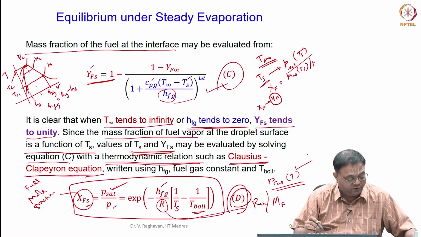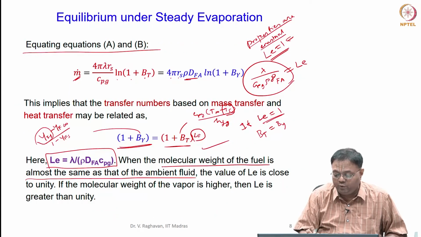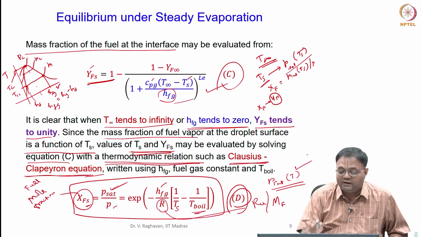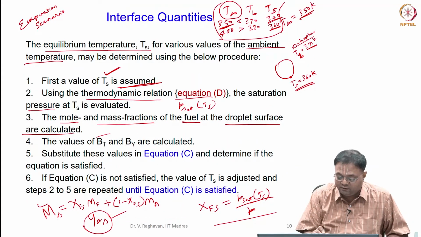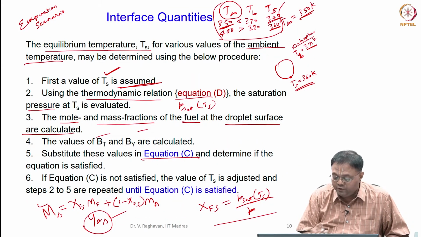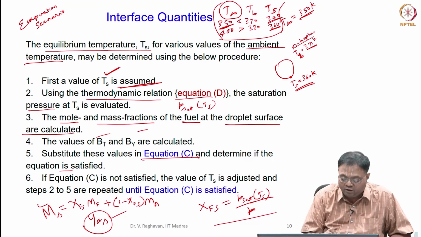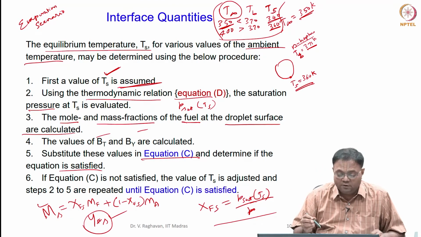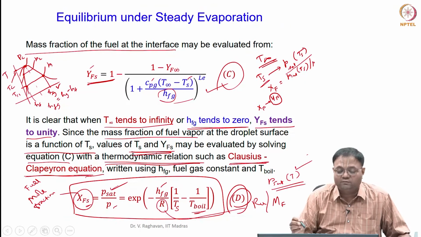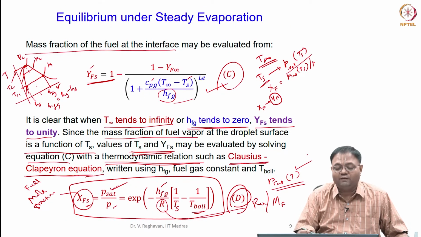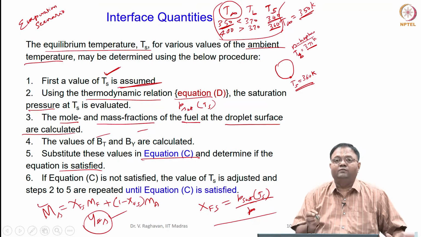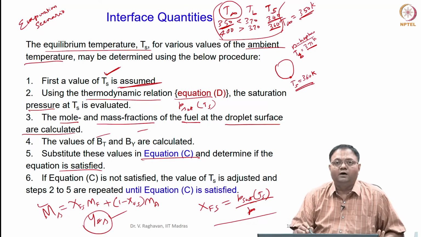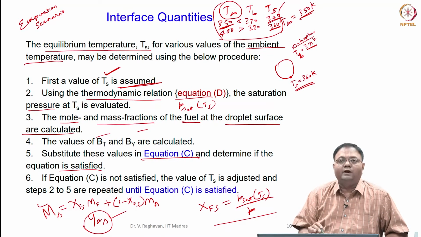So this Bt and By you can calculate and use this equation and see whether this equation is satisfied. So calculate the values of Bt and By and see whether equation C is satisfied or not, because we have guessed the value of Ts, that will give you a value of YFS, but if you calculate YFS using equation C, that may not be the correct value that you get here. So this may not satisfy. There is a unique combination of Ts and YFS which will satisfy equation C. So you will not get the value here.